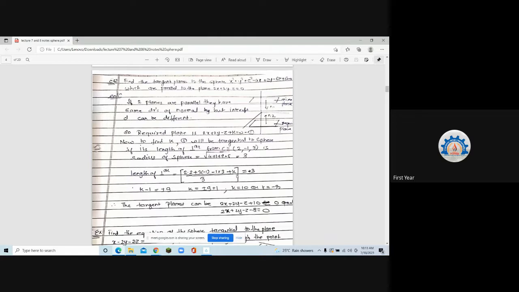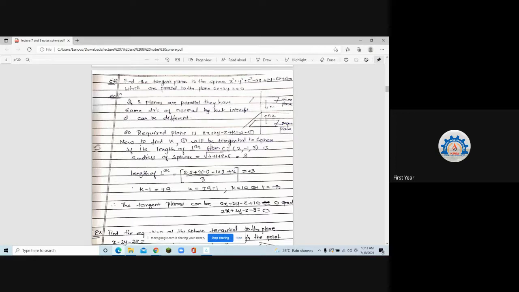This is the formula for the length of perpendicular. What is the formula for the length of perpendicular? ax plus by plus cz plus d upon root of a square plus b square plus c square. So what are a, b, c? Coefficients of x, y, z in the equation of the plane. That is 2, 2, minus 1. So what will be its square? 4 plus 4 plus 1. Minus 1 square is 1. So that is root of 9, which is 3.